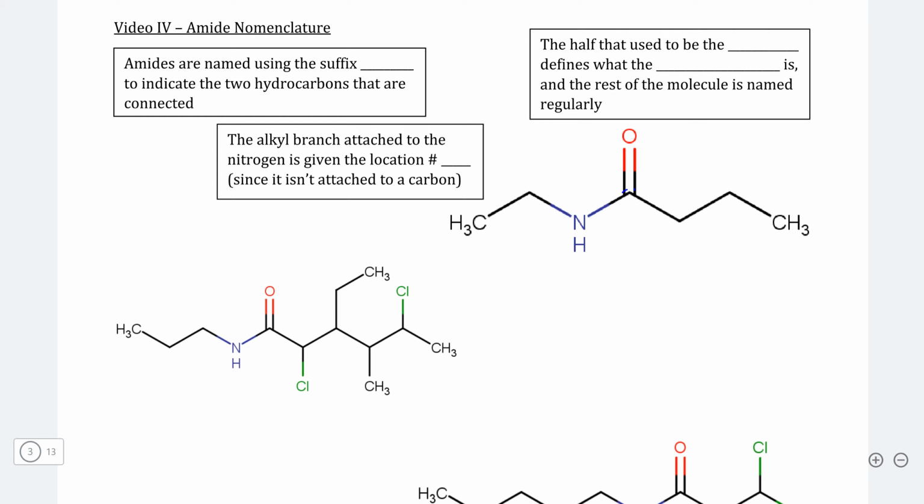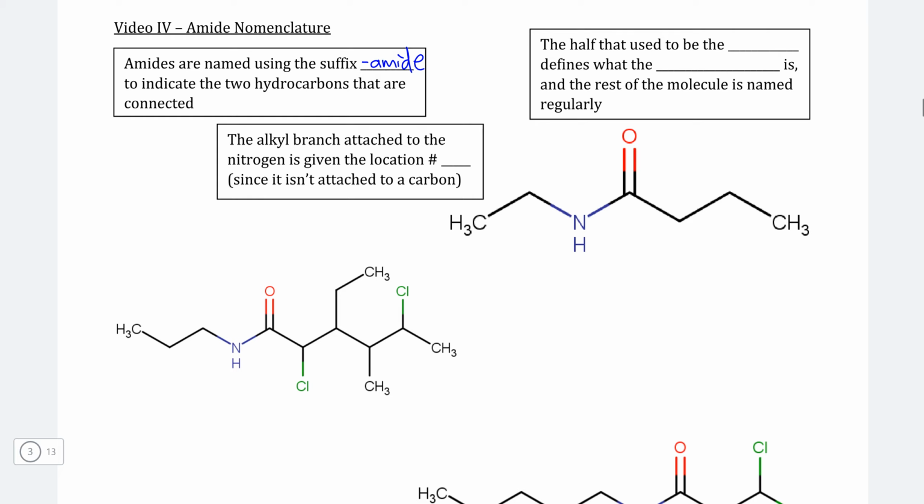In this video, we're going to look at the naming system of the final functional group produced by a dehydration synthesis reaction, that being the amides, which, not surprisingly, are identified by the suffix amide, which we can take a look at by looking at this relatively simple amide compound that we see here.